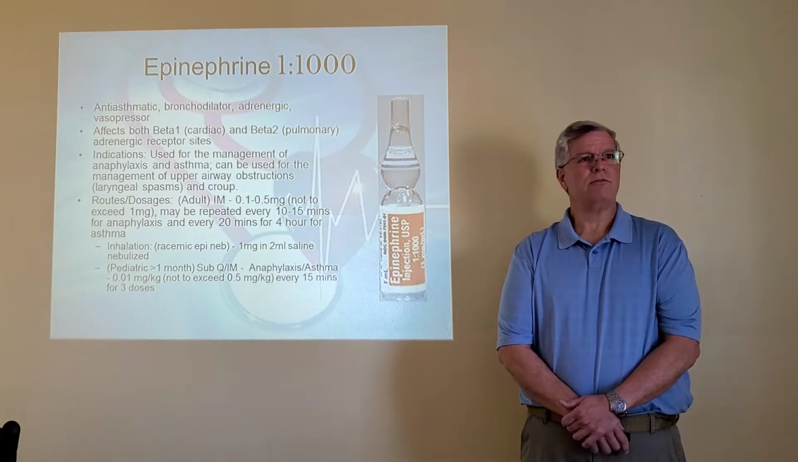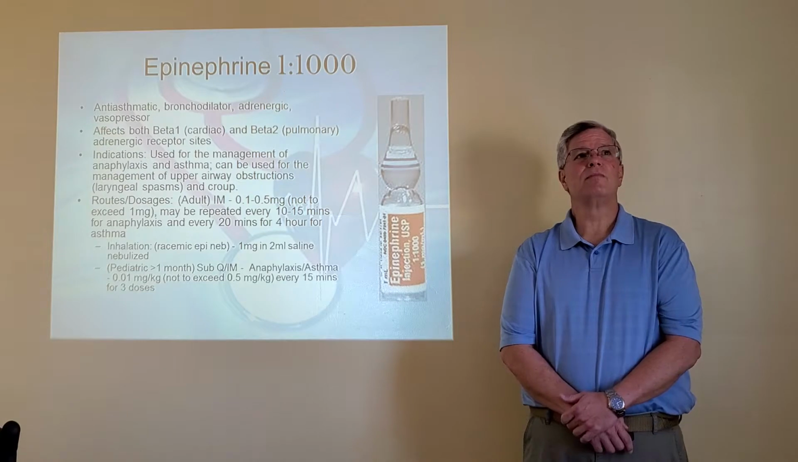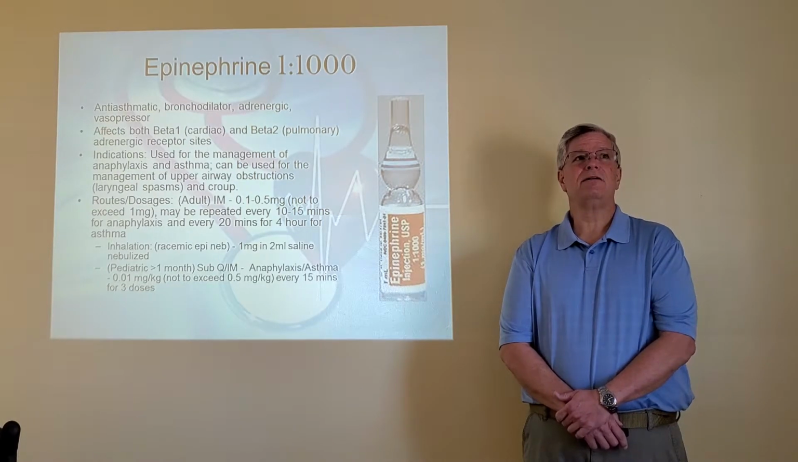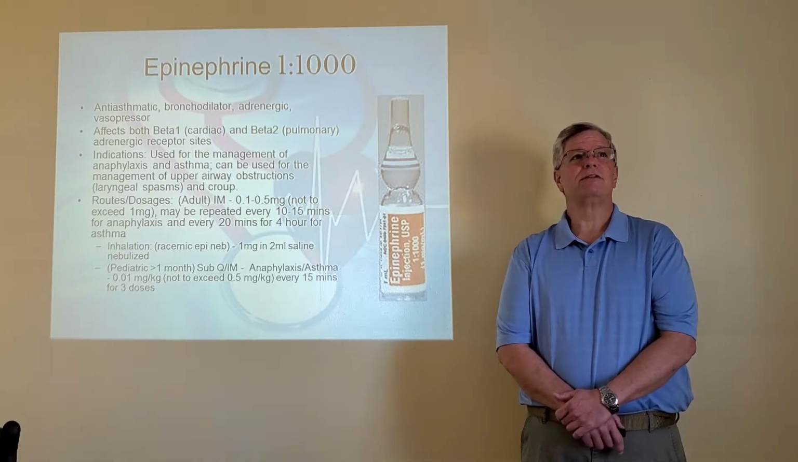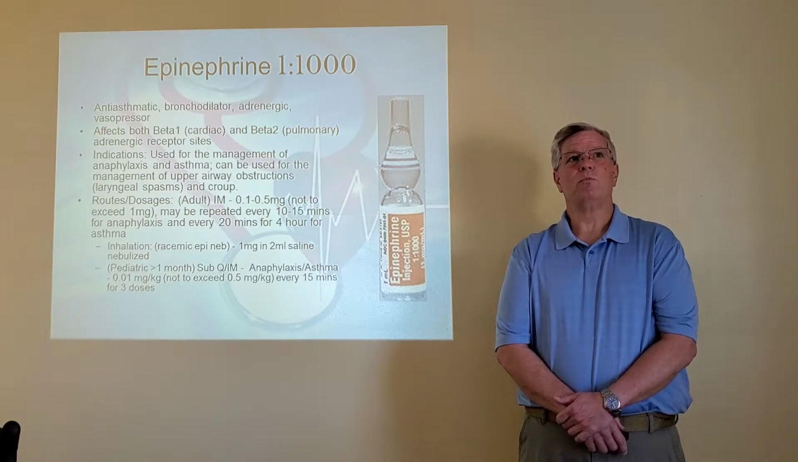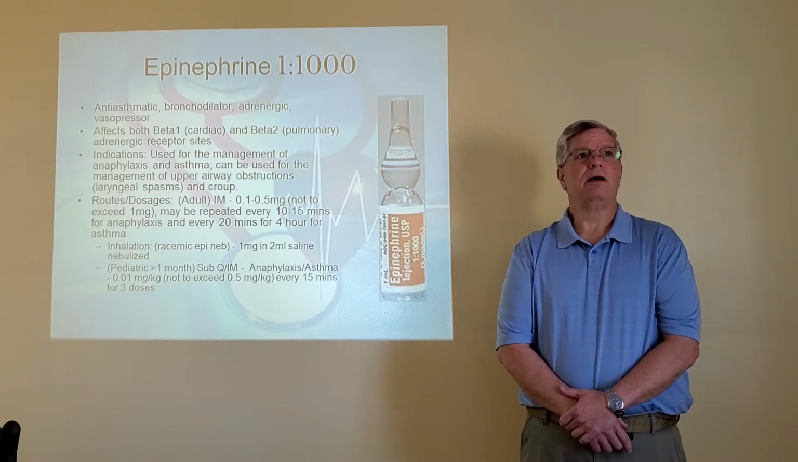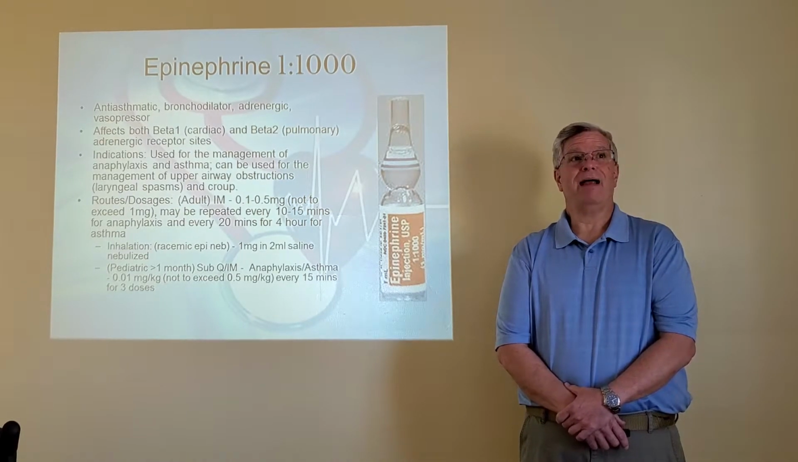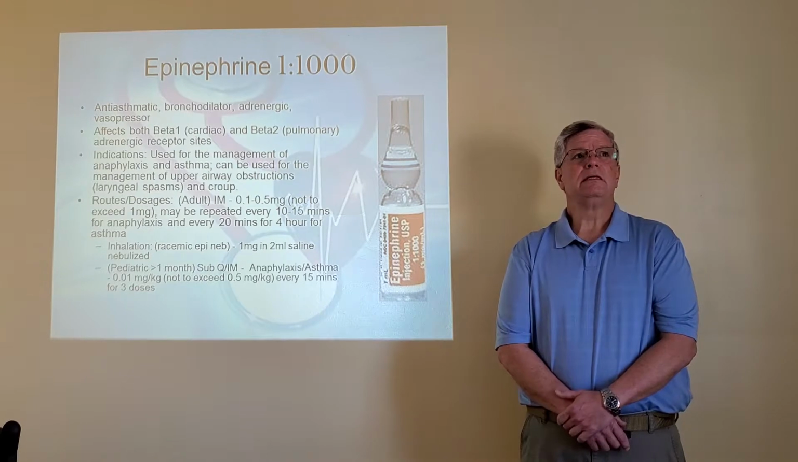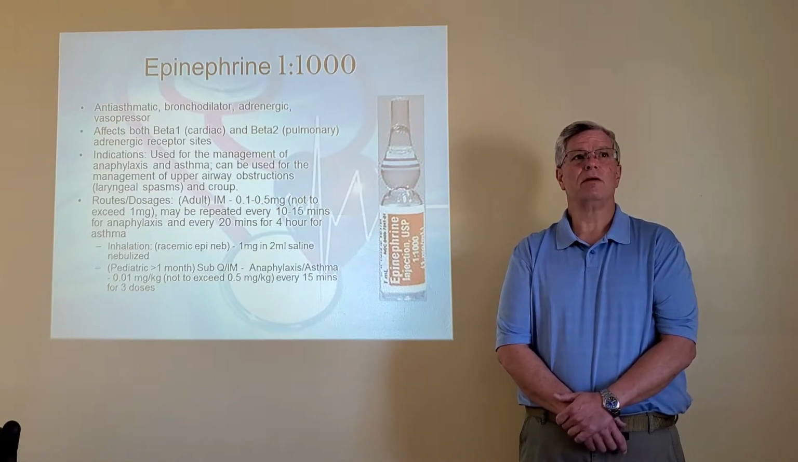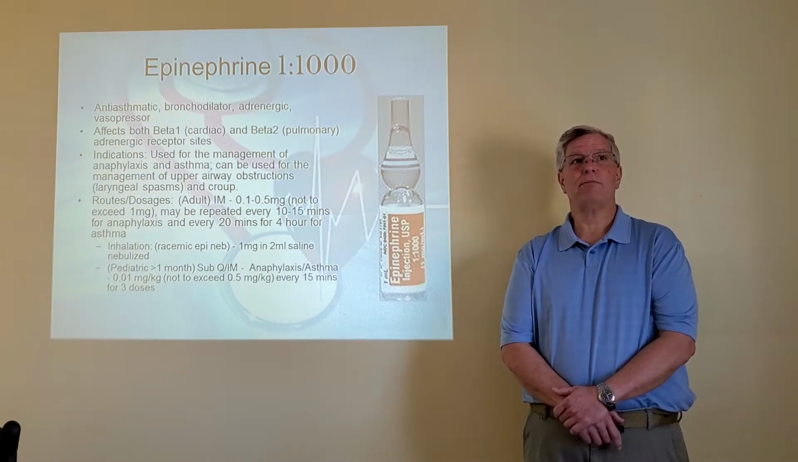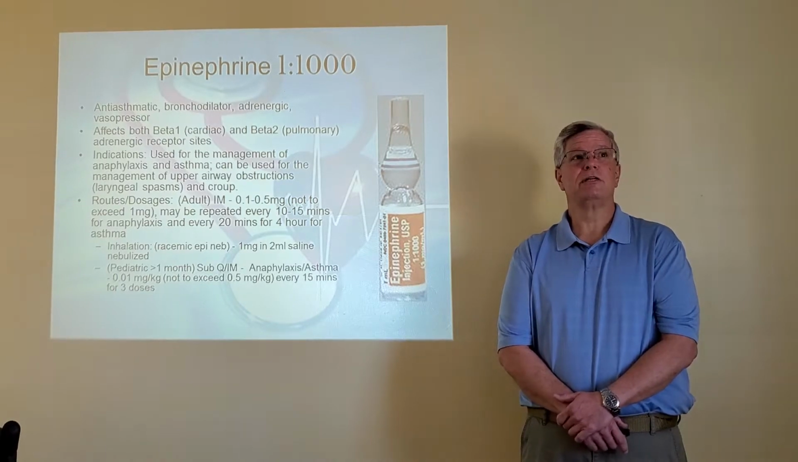Epi 1 to 1,000. Bronchodilator, vasopressor, works on both the beta 1 and beta 2 receptors. Indications for management of anaphylaxis and asthma. Used to manage upper airway obstructions.